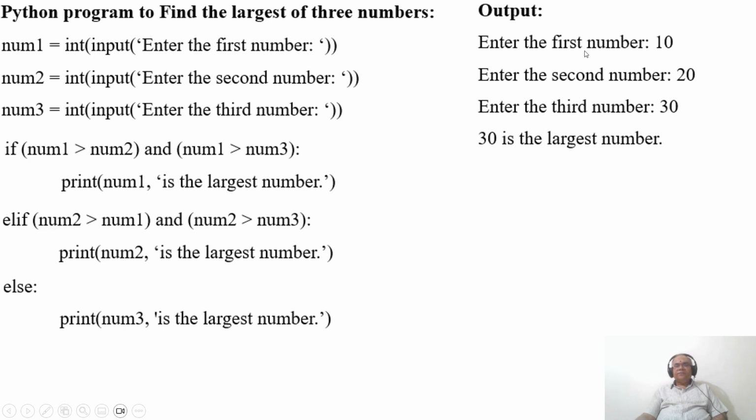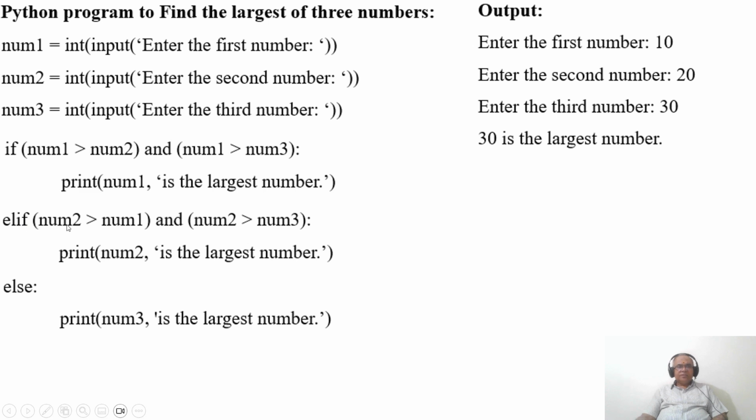First, enter the first number, I will say 10. After executing this line, it comes to the next. Enter the second number, I will enter 20. Then it comes to num3, enter the third number, 30. So num1 will become 10, num2 will become 20, and num3 will become 30. Is 10 greater than 20? No. And is 10 greater than 30? No. So it will skip this statement.